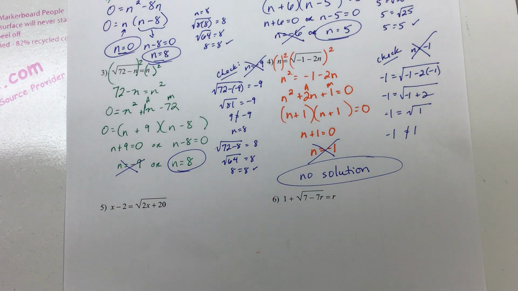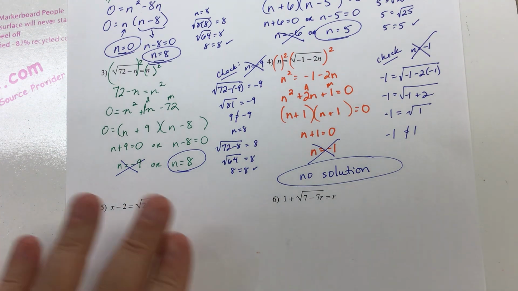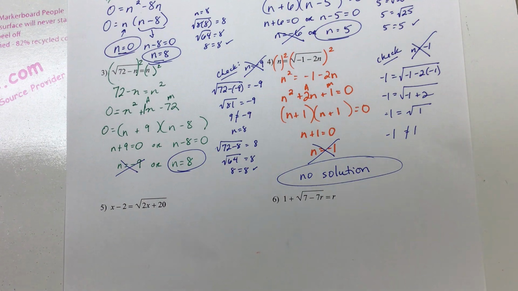So when you're factoring, you're going to get, again, two possible answers. Your final answer is either going to be you have two that work, you have one that works, or you have none of them that work. That would be a no solution.